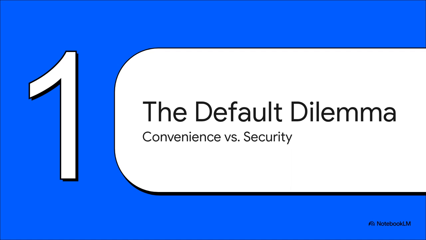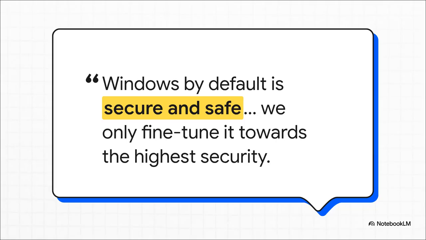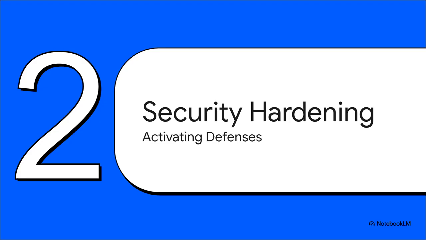Let's really dig into this gap between convenience and security. Now, the guide we're using for this explainer, the Harden Windows Security project, makes a really important point right from the get-go. They say, look, Windows is already secure and safe by default. The goal here isn't to fix something that's broken, it's to fine-tune the system, to use what Microsoft already gave us to reach the absolute highest level of security. We're not patching holes, we're turning a strong foundation into an impenetrable fortress. All right, let's move on to Section 2 and see how we actually do that.